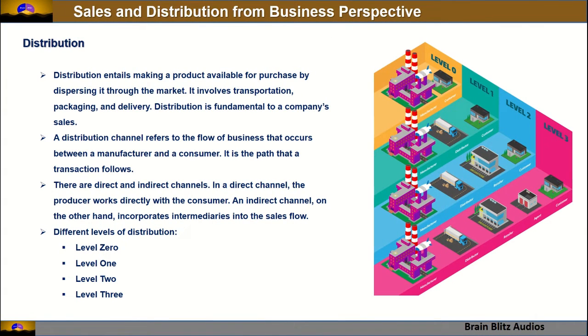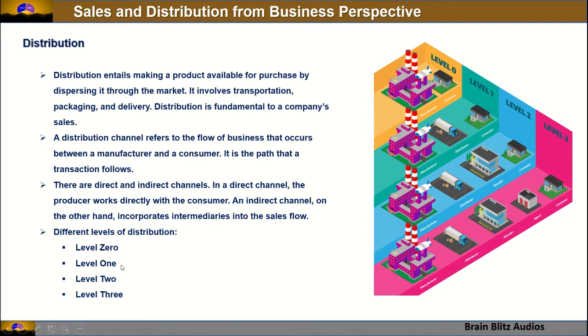Now when it comes to distribution, first one is sales. Sales will not be completed unless and until the consumer receives the product or the service. Hence distribution is equally important to sales. Distribution entails making a product available for purchase by dispersing it through the market. So it involves transportation, packaging and delivery. Distribution is fundamental to a company's sales. So sales will not be a success unless it has proper distribution.